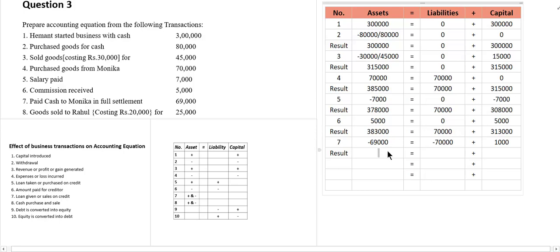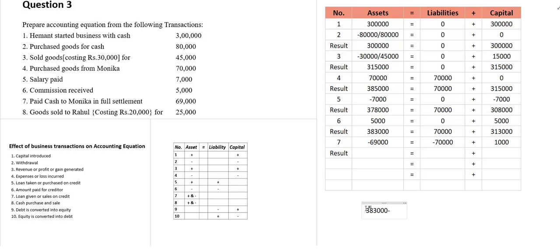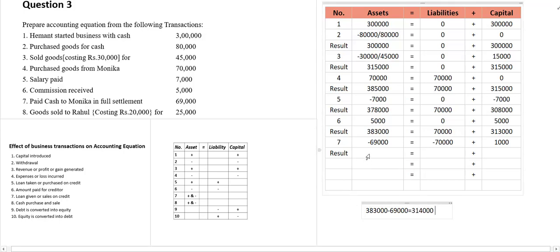3,83,000 minus 69,000. So let us adjust how much it is. You can calculate it here, for example. 3,83,000 minus the amount of 69,000, right? The result becomes equal to 3 lakh how much? It becomes 3,14,000. 3,14,000 is the amount that we have to record on this side. What about this side? This side becomes 0. Why? Because 70 minus 70 becomes 0.